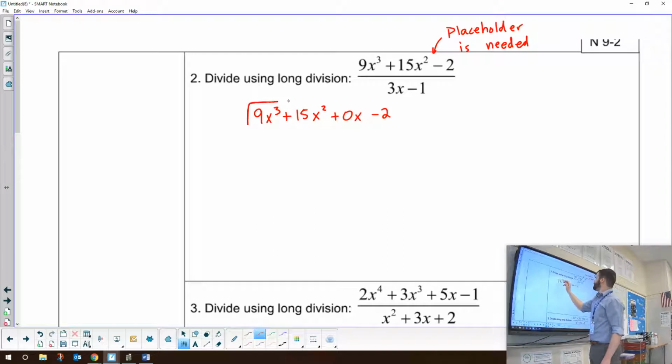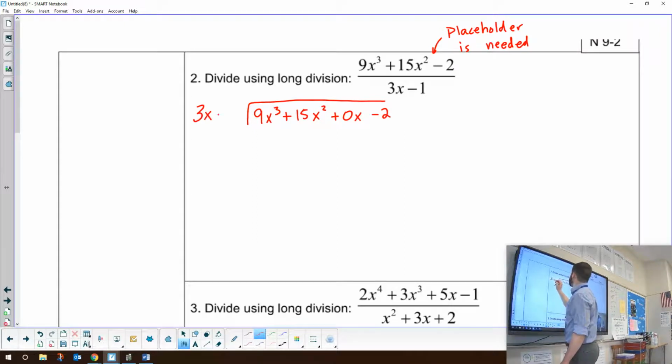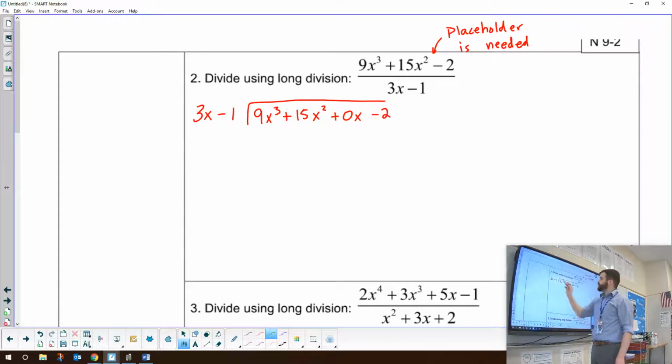All right, then I'm going to build my house, and I'm going to write my divisor on the outside. So we're going to have 3x minus 1 here on the outside. Then we're going to go step by step. First thing, we're going to think, okay, what do I need to multiply 3x by to get to 9x cubed? Well, in this case, we're going to have to go 3 times 3 is 9, and x times x squared is x cubed. So we're going to write 3x squared.